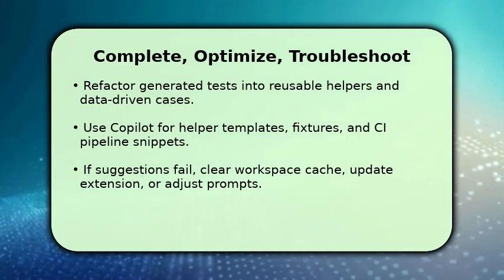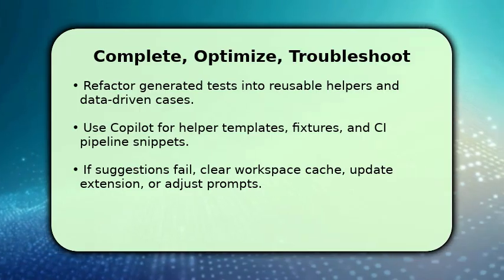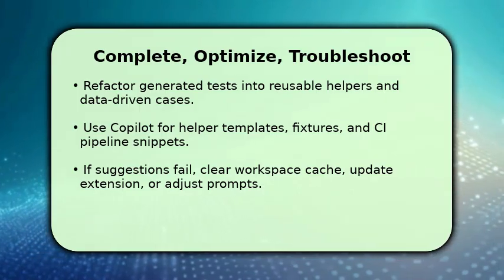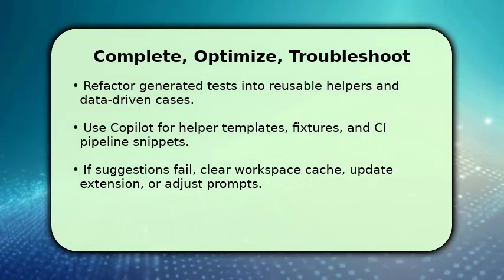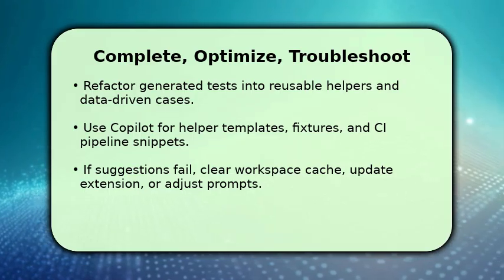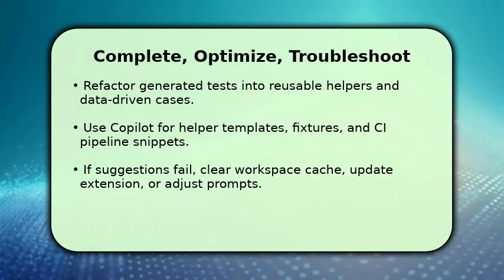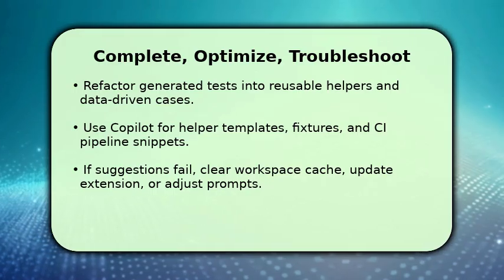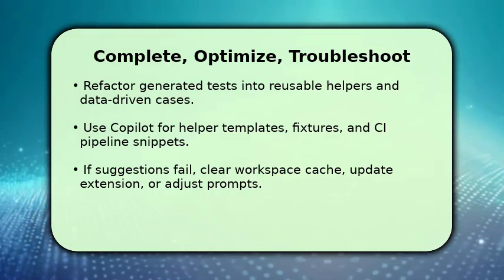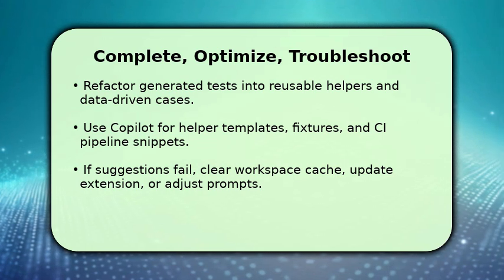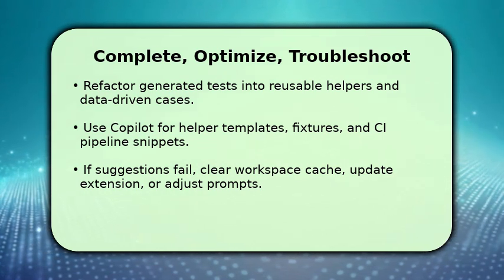If Copilot's output is wrong or stale, try restarting VS Code, updating the extension, or clearing workspace cache. Also make prompts more explicit about selectors and wait strategies. One troubleshooting tip: reproduce failure locally, then refine the prompt with exact DOM or API details to improve completions.